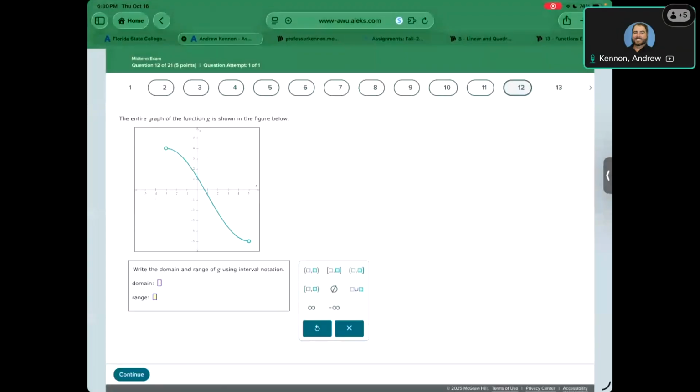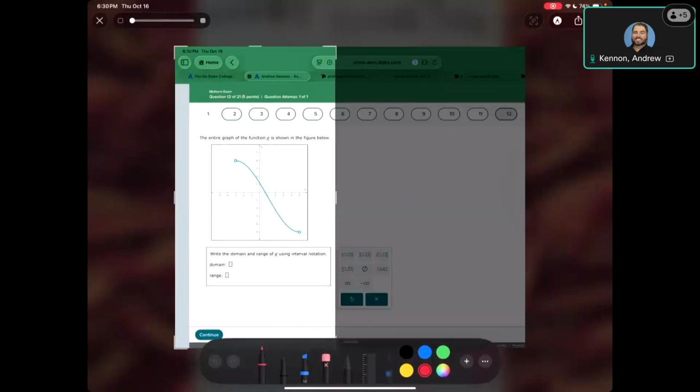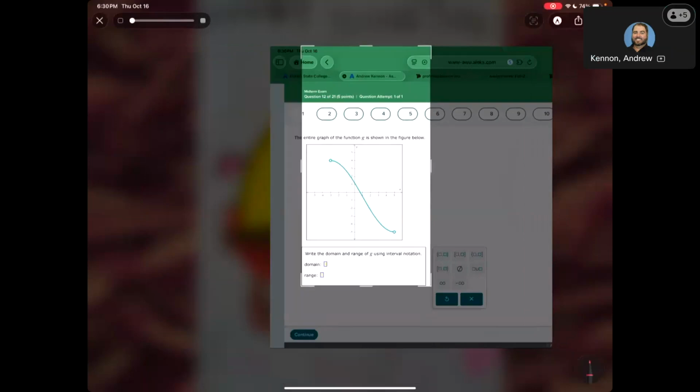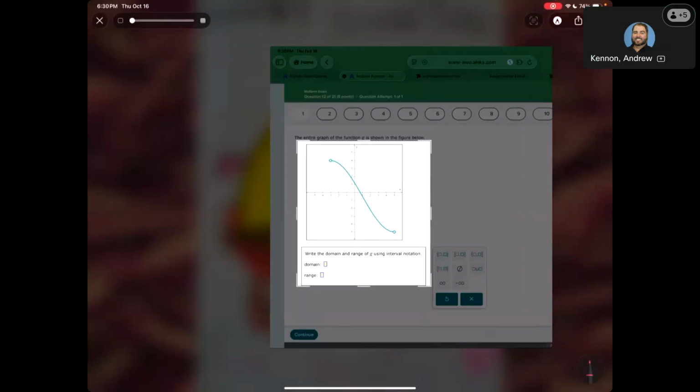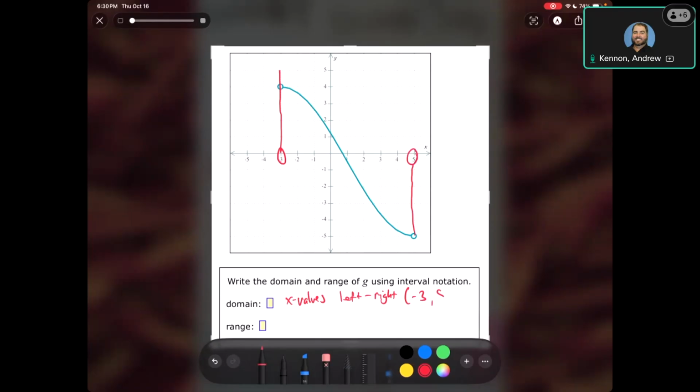The domain and range of a graph. So the domain is your x values, like we just said, all the x values that it can be. Since it's x, you go how far left to right it is. The furthest point left on this is -3. It's an open circle, so I do a parentheses. The furthest point right on this is 5. It's an open circle, so I do a parentheses.